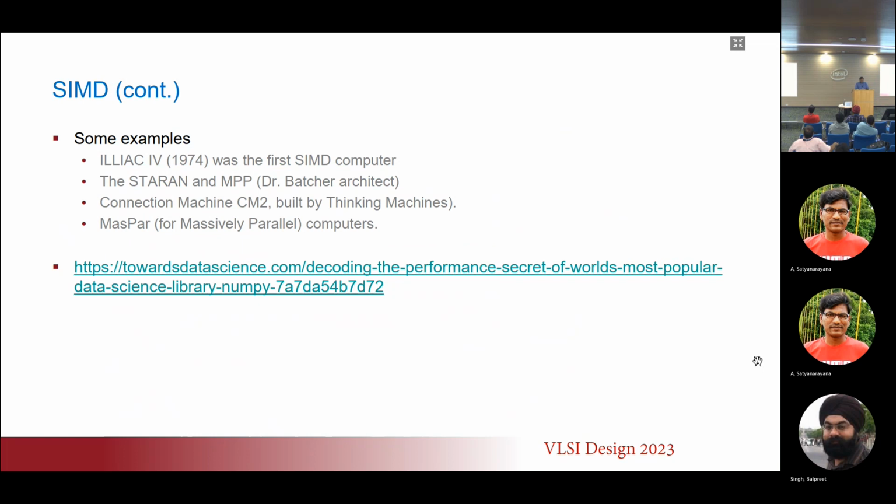So I've provided a link here. If you click on this link, decoding the performance secret of world's most popular data science library, NumPy.